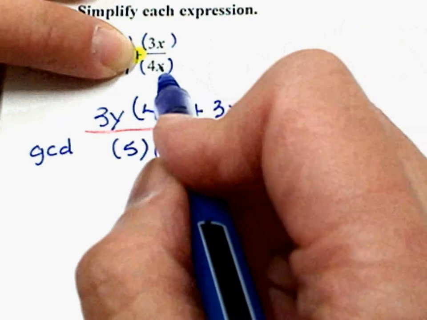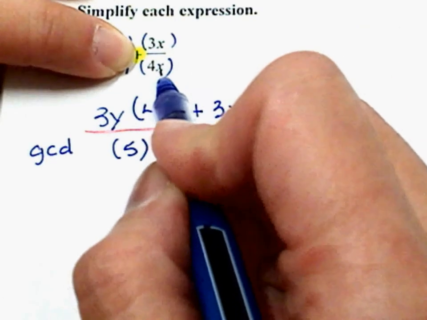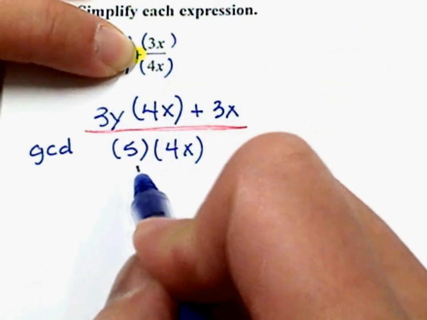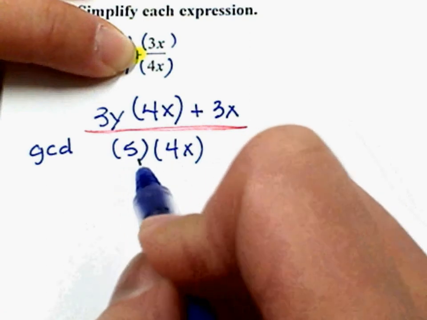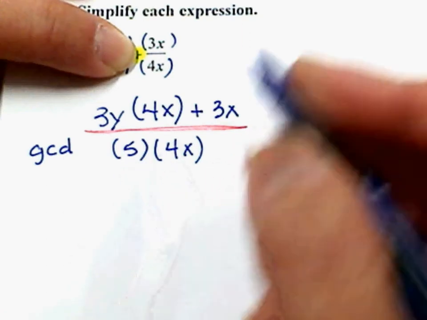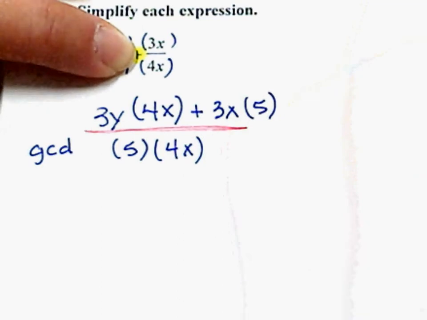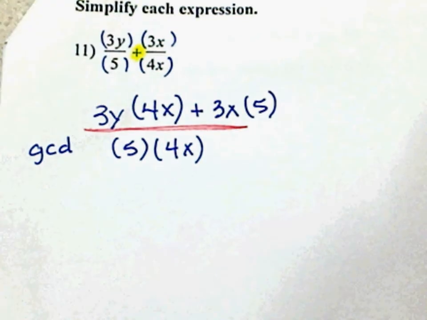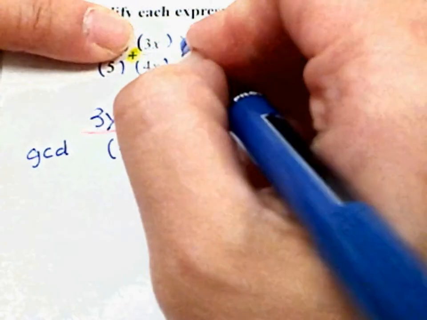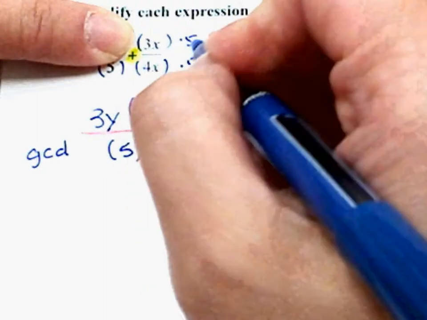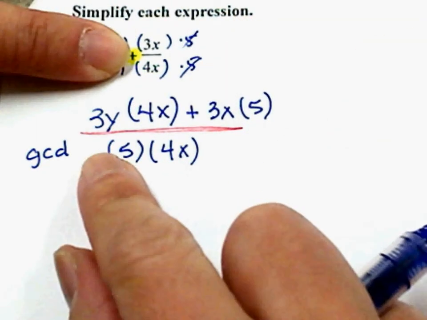Now compare. My denominator here is 4x. My greatest is 5 times 4x. What is missing from my denominator? 5. So I'm going to multiply this one times 5. You guys see that right there? Basically what you're doing is multiplying this times 5 times 5. Do you see how they cancel out? And it looks the same right here.